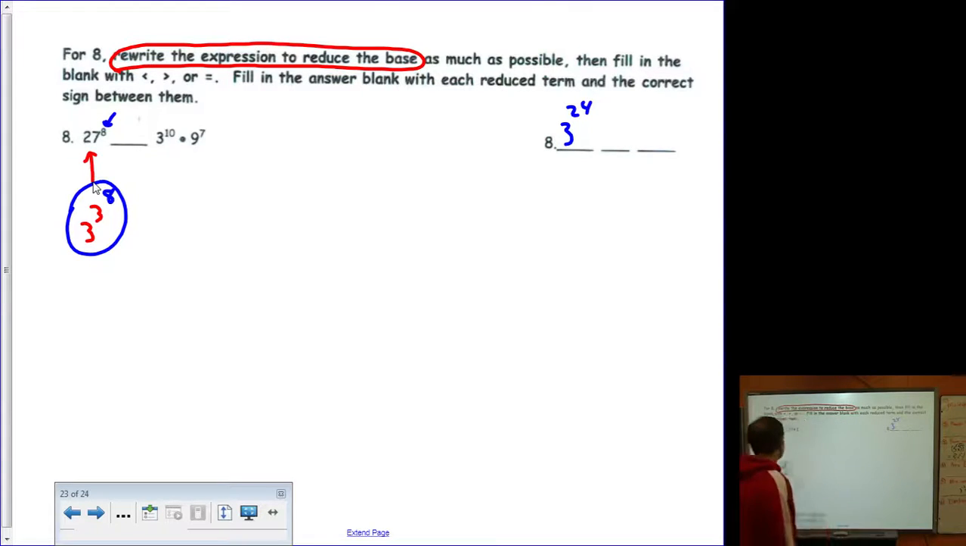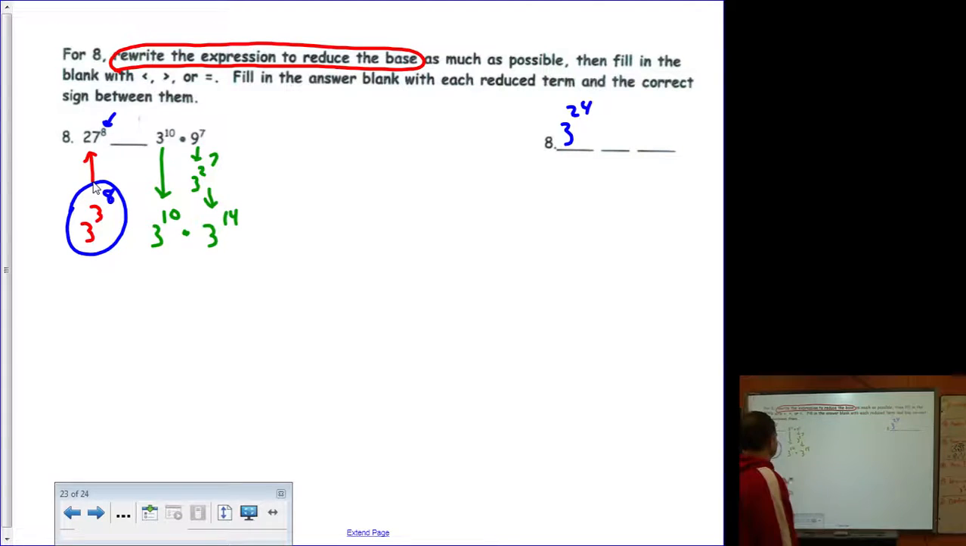Now, 3 to the 10th cannot be simplified because its base is not a perfect square or perfect cube. But 9 can. 9 can be rewritten as 3 squared because 9 is a perfect square. So I can change it to something squared, 3. But the 9 has a 7 on it, so the 3 squared has to have a 7 on it, making this actually equal to 3 to the 14th.